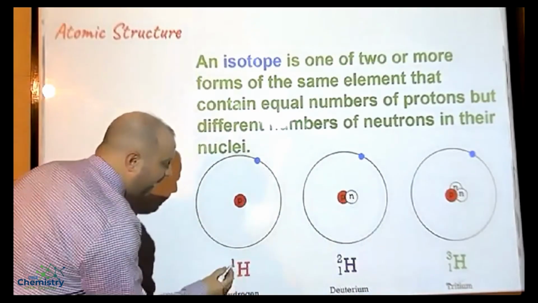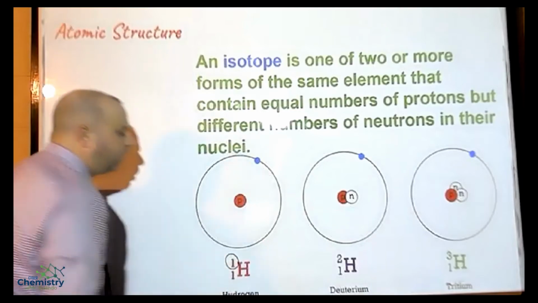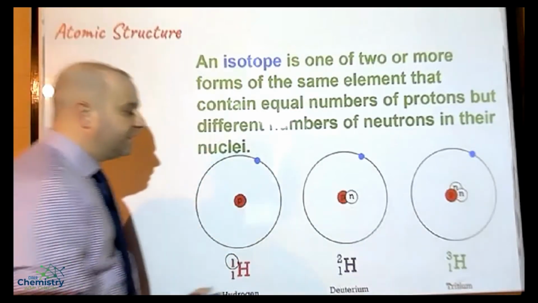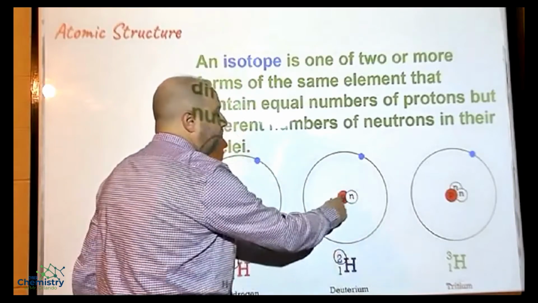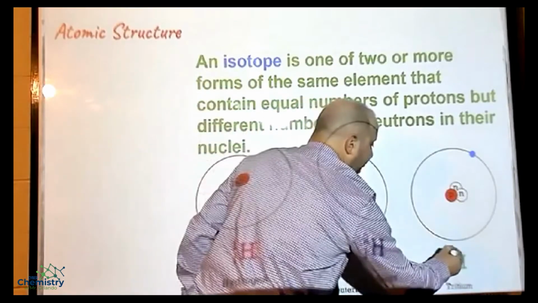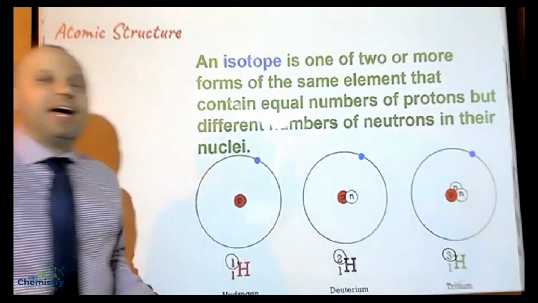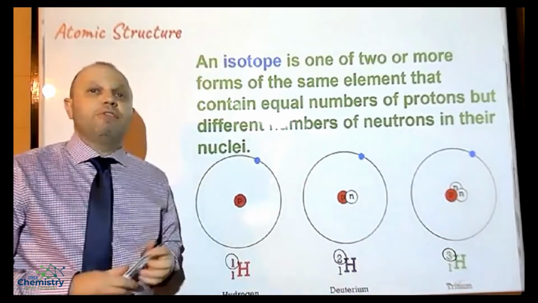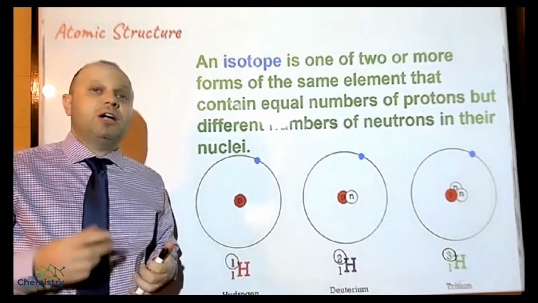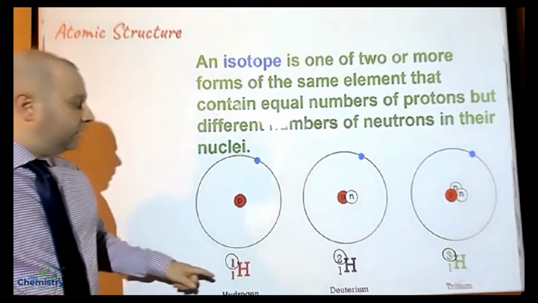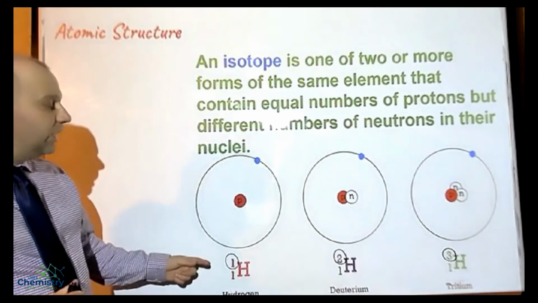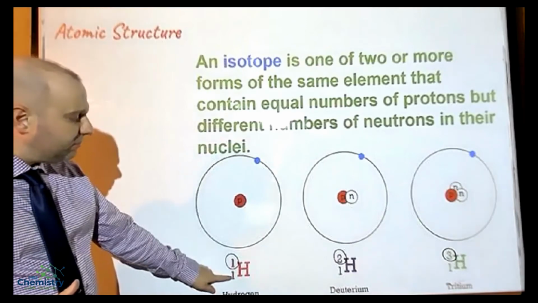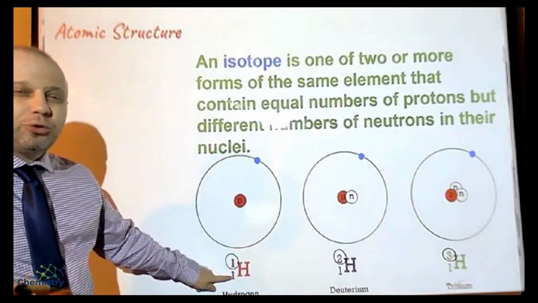If we were looking at masses for each of these, this would have an atomic mass of 1 because of the 1 proton. This would have an atomic mass of 2 because of 1 proton and 1 neutron. And finally, our third copy over here would have an atomic mass of 3 because of the 1 proton and 2 neutrons.